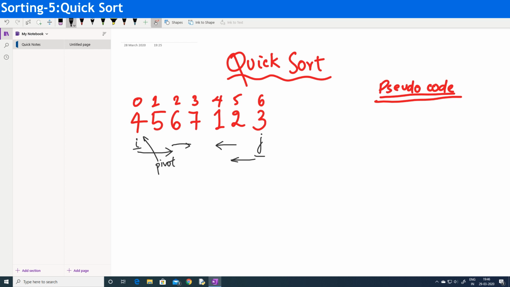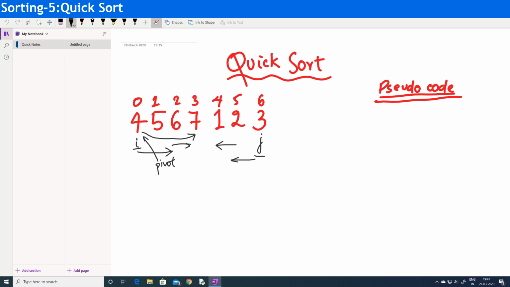And at one point, j crosses i, or in other words, i crosses j, then there is no point in moving further because i, which has to be in the left territory, has moved towards the right territory, and j, which has to be in the right territory, has moved towards the left territory. So if this case happens, then it means that all the elements which are to the left are less than 4 and the right elements are greater than 4. In such a case, i and j need to stop doing their work and 4 is put into the middle of the list. So that's what we saw.